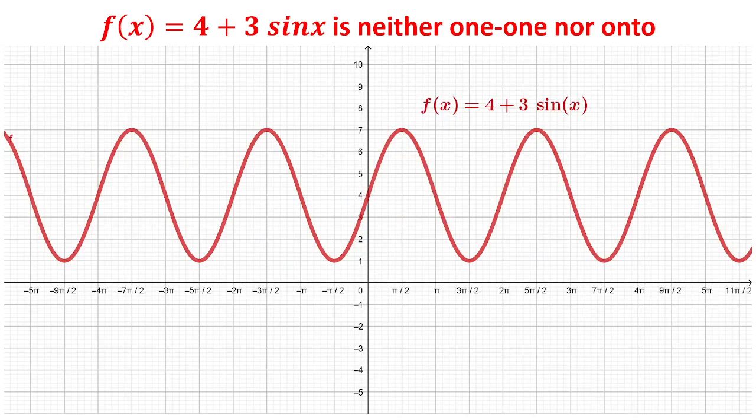Now I am showing you the graph of this 4 plus 3 sin x. All of you know that for two values of x, you are getting the same value of y there, and it is not going away from 3 to 7. That is why it is neither one-one nor onto.